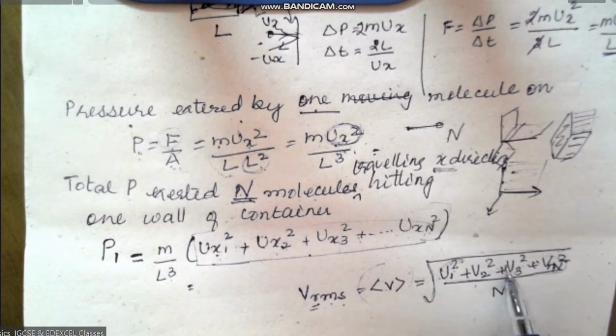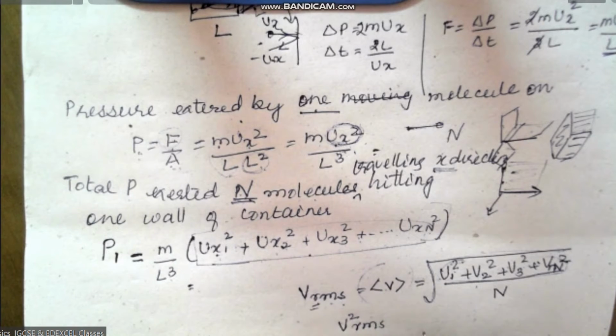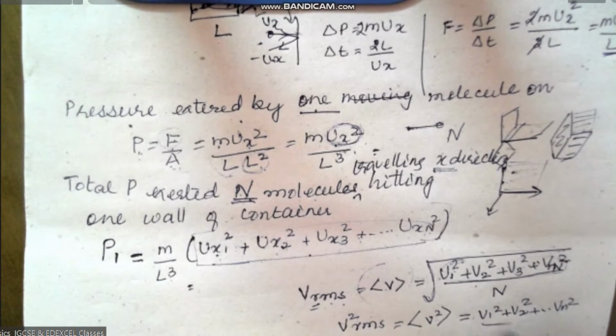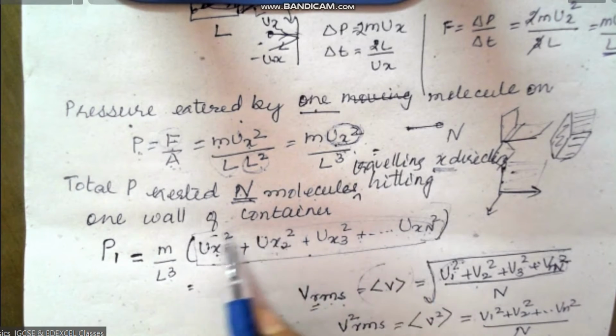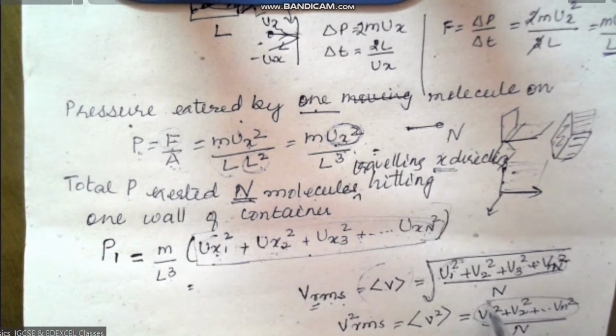Okay. Now you can see that this part alone is similar to this part. So for that, first you have to get rid of this square root sign. How can we get rid of that? By squaring both, right? So we get V square RMS. V square RMS is equal to, the square root disappears, V1 square plus V2 square plus etc. Vn square divided by n.